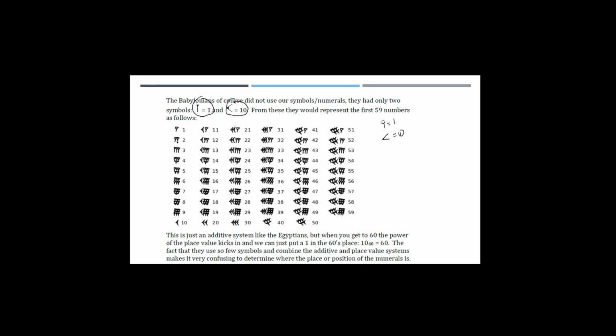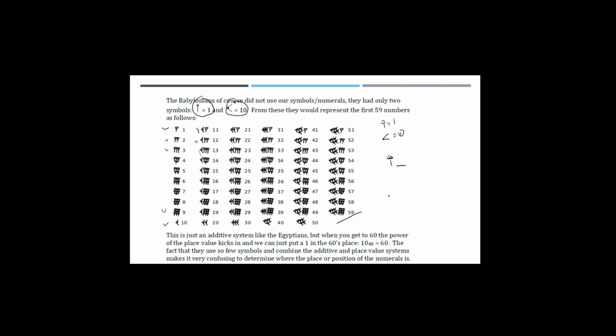And then they constructed 1 1, 2 1s, 3 1s, all the way up to 9 1s, and then a 10, then a 10 and a 1, and a 10 and 2 1s for 12. And they had all this all the way up to 59. At 60, they would just have a 1, or like a wine glass, backwards, and a space.